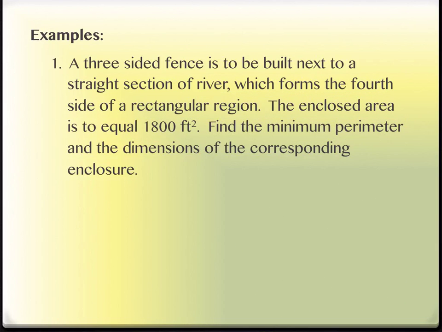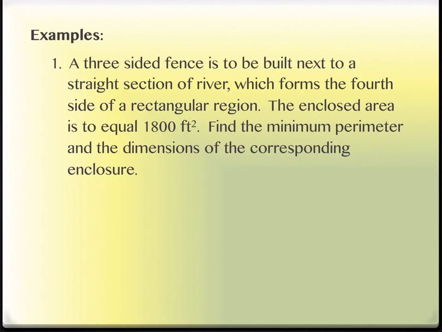All right, so we have this one. A 3-sided fence is to be built next to a straight section of river, which forms the 4th side of a rectangular region. The enclosed area is equal to 1,800 feet squared. Find the minimum perimeter and the dimensions of the corresponding enclosure. So this is one of those ones where that very first step makes a lot of sense. Drawing a picture of this is a perfectly legitimate kind of thing to do.